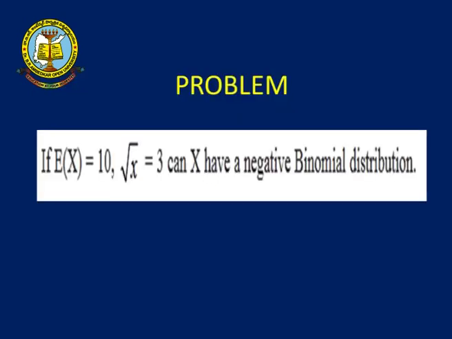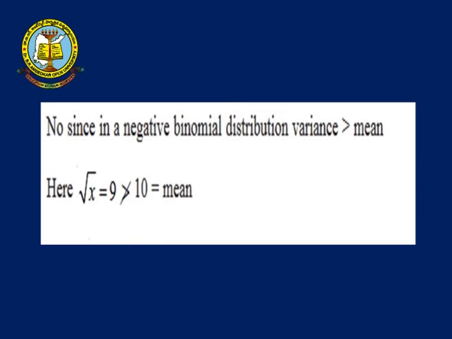Can x have a negative binomial distribution? No. Why? Because for a negative binomial distribution the variance is greater than the mean, but here variance is equal to 9, which is not greater than the mean 10. So these are the problems of this one.